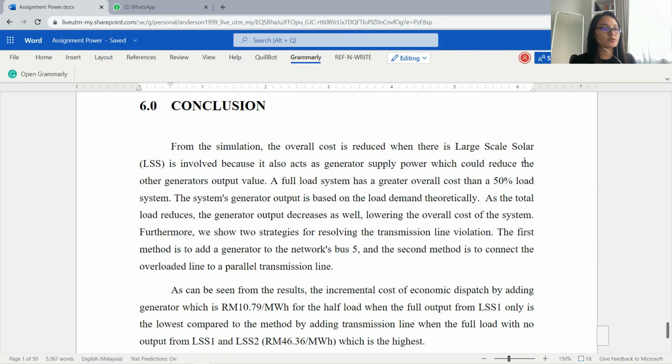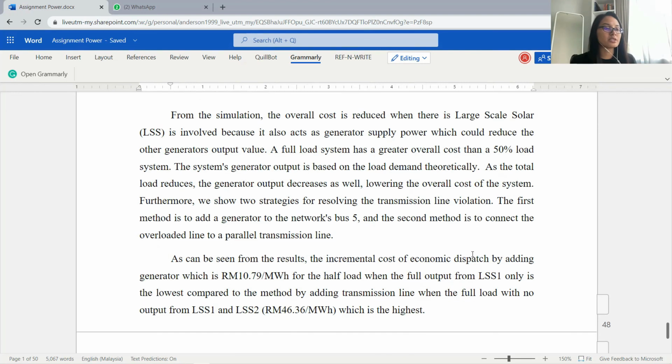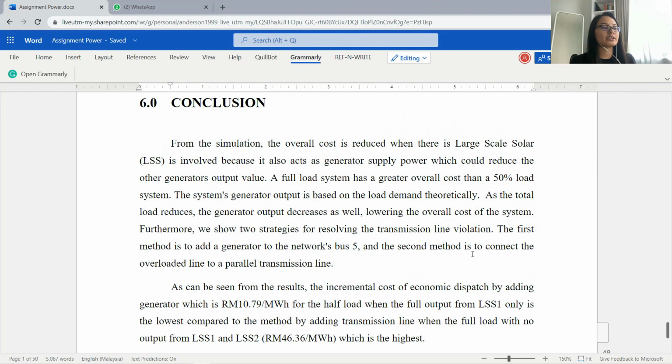Furthermore, we show two strategies for resolving the transmission line violation. The first method is to add a generator to the network's bus 5, and the second method is to connect the overloaded line to a parallel transmission line. As can be seen from the results, the incremental cost of economic dispatch by adding a generator, which is 10 ringgit 75 per megawatt hour for the half load with full output from LSS1 only, is the lowest compared to the method of adding a transmission line, when the full load with no output from LSS1 and LSS2 is 46.36 ringgit per megawatt hour, which is the highest.